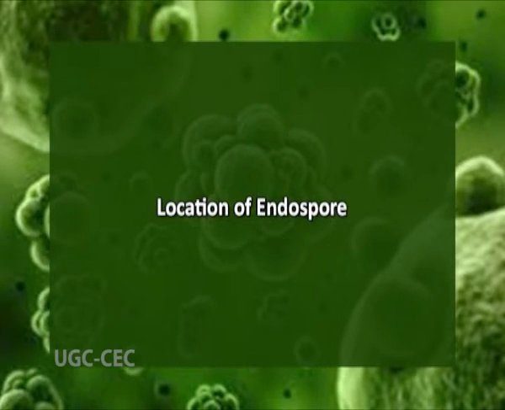Location of endospore. The position of the endospore differs among the bacterial species and is useful in identification. The main types within the cell are terminal, subterminal, and centrally placed endospores.